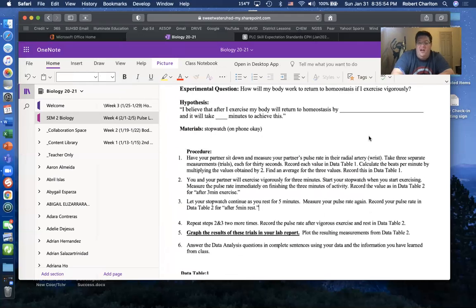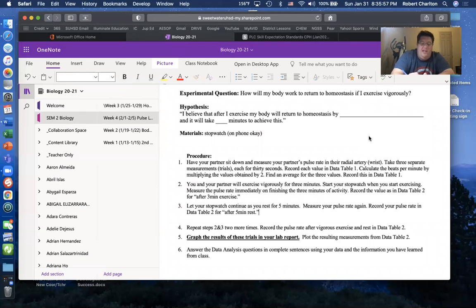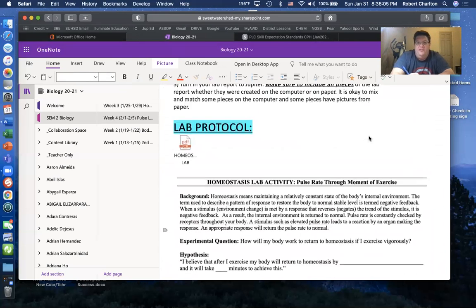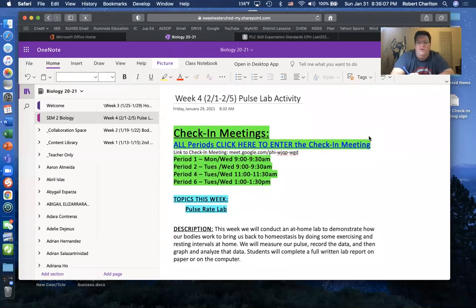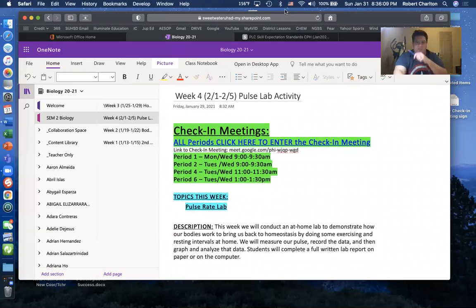So 30 minutes of time, you're going to need some kind of stopwatch or timer, and you're going to need 30 minutes where nobody's bugging you and being able to measure your pulse rate. That's it. That's our lab this week. And again, I will go over this with you on Monday and Tuesday when we set up the lab report.